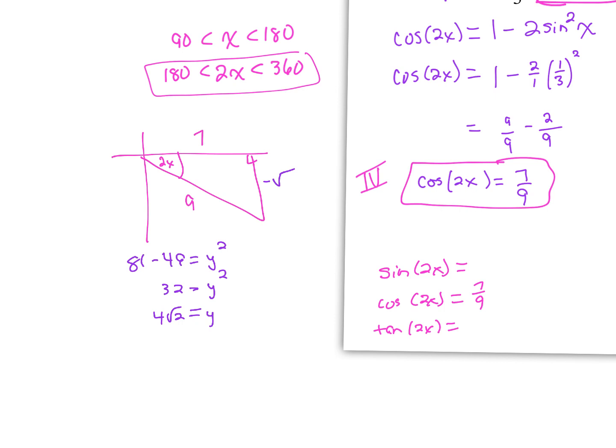Whoops. Let's get that written correctly. Negative 4 root 2. So our sine is negative 4 root 2 over 9, and our tangent is negative 4 root 2 over 7.